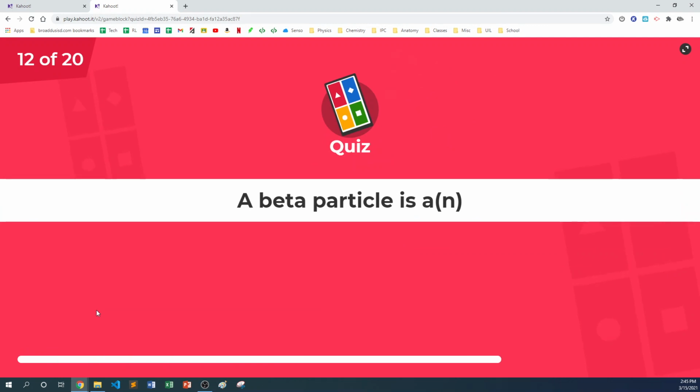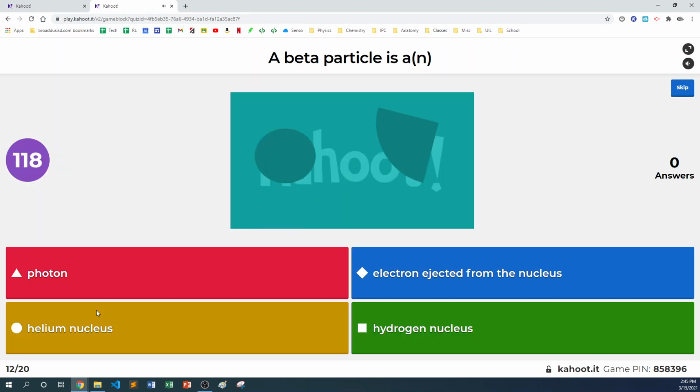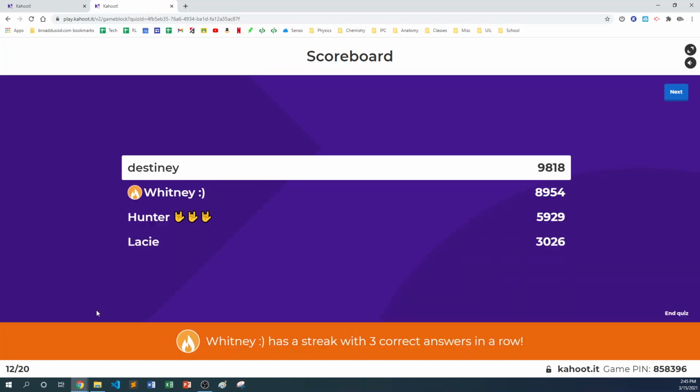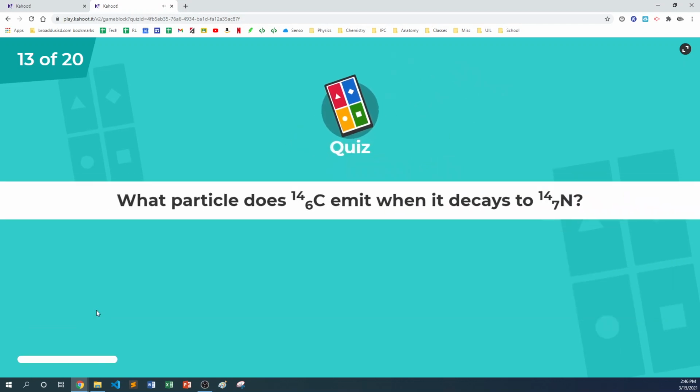A beta particle is what? Oh, it's an N. Here, I got that. Yep. It's an electron ejected from a nucleus. It's when a neutron becomes a proton. I just remember like the -1 or something like that.